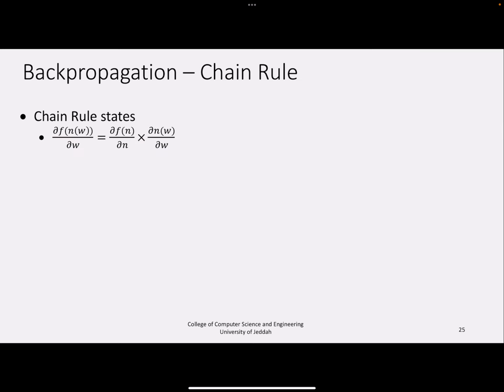Now the chain rule says that you can find the partial derivative of a function f with respect to a variable w by first finding the partial derivative of function f with respect to another variable n, which in turn is a function of w, and then find separately the partial derivative of function n in terms of w, and then multiplying the two.